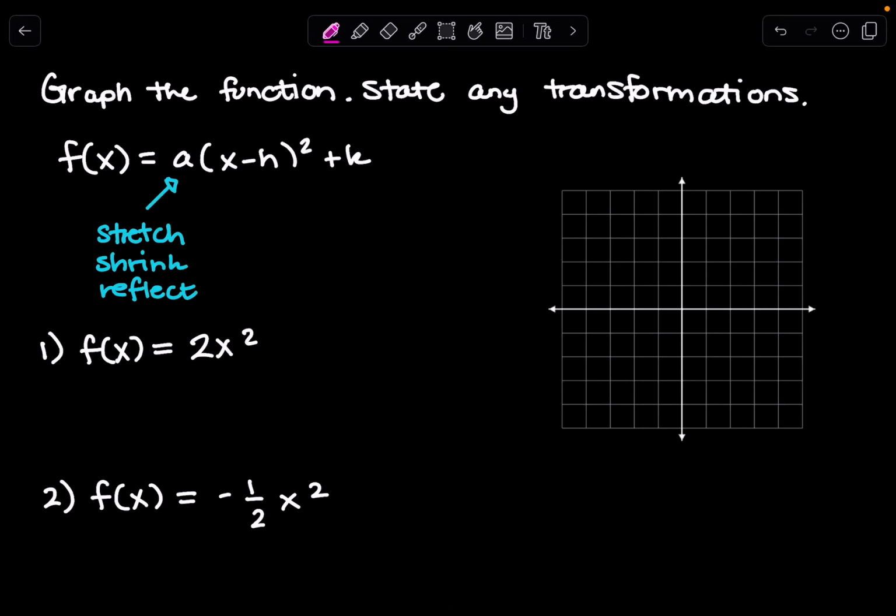What's happening, guys? Today we've got some quadratic graphs. We are going to be graphing stretches, shrinks, and reflections. So we're just looking at this A variable within vertex form.